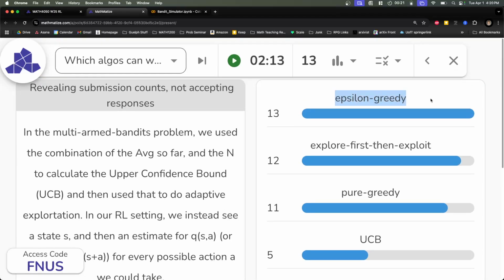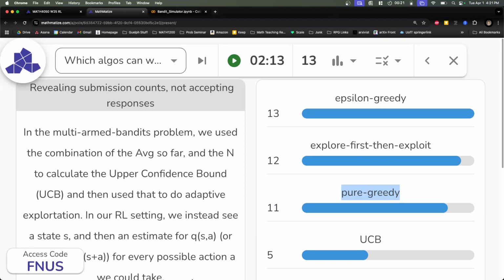Remember that epsilon greedy was the thing we talked about even before we did all this bandit stuff. That is absolutely one we can do. Pure greedy is also one you can do. If you were doing pure greedy, you would just calculate all the values, and you would always pick the maximum one. So this is one we talked about. The problem with pure greedy is you can get stuck in some situations.